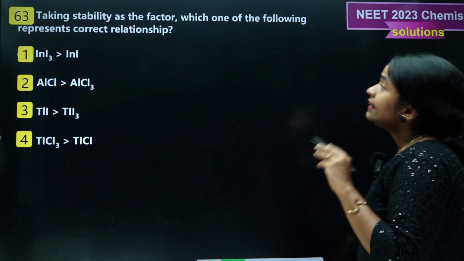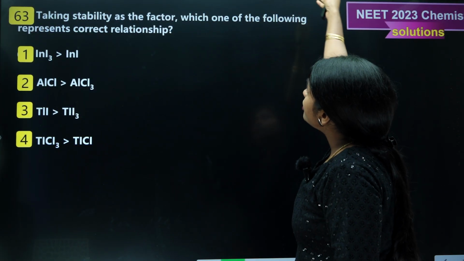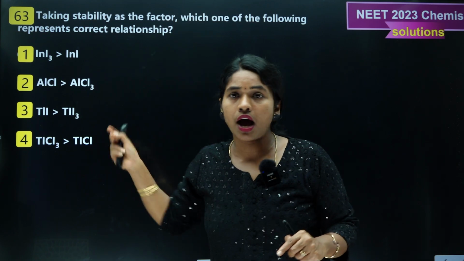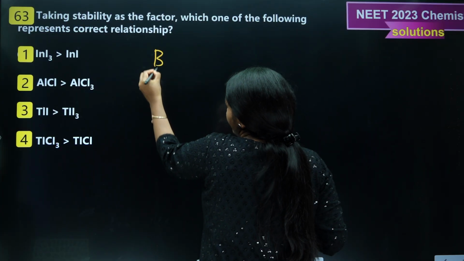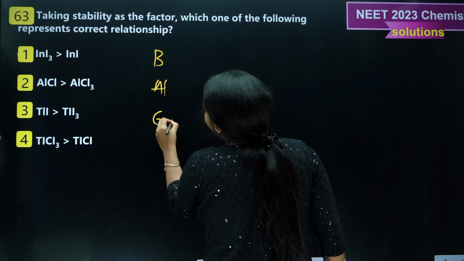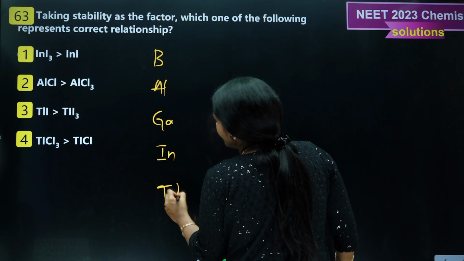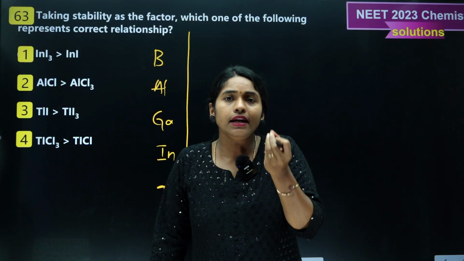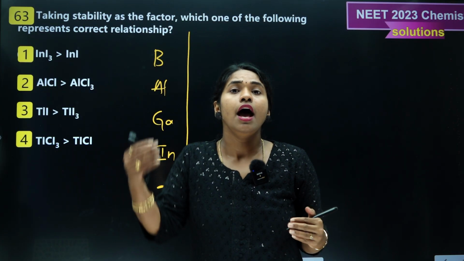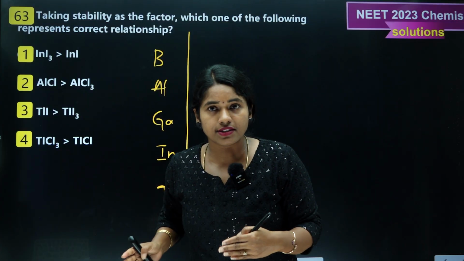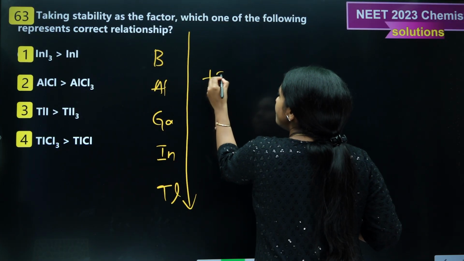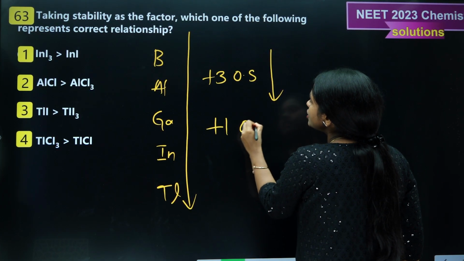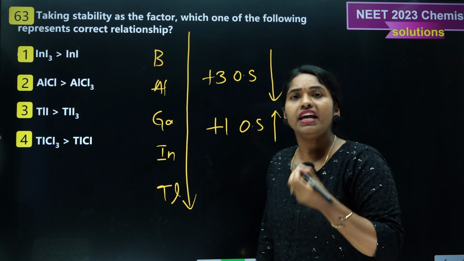See the next one. Taking the stability as a factor, which of the following represents the correct relationship? If you see the boron family, all boron family elements are given: boron, aluminium, gallium, indium, thallium. Top to bottom, the group number is 13, and +3 is a common oxidation state. Top to bottom, stability of the +3 oxidation state decreases, and +1 oxidation state stability increases due to the inert pair effect.